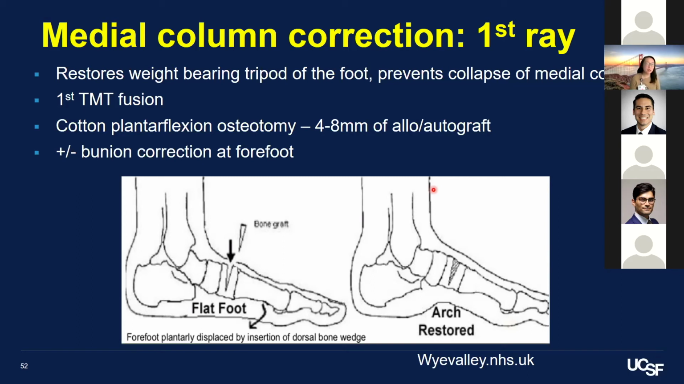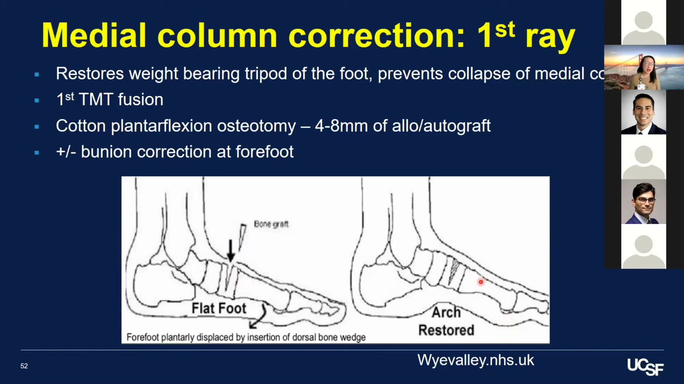Oftentimes, the surgery of choice is to do this Cotton osteotomy, which is an osteotomy through the medial cuneiform. So you open it up here, and then you essentially put a dorsally based wedge, and that's really going to bring that first ray down.